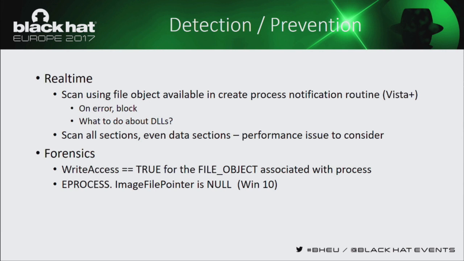As for forensics, if you want to detect in retrospect a process that has been doppelganged, you can take a look at the file object associated with the process, and if it has write access enabled, then you know that something fishy is going on here, and there's a good chance it's process doppelganging. Also, specifically on Windows 10, the EPROCESS structure has something called the image file pointer, which is supposed to point to the file object, and this will be null in a doppelganged process.